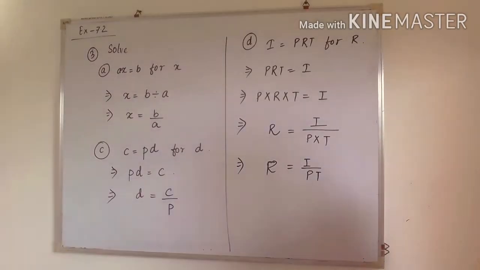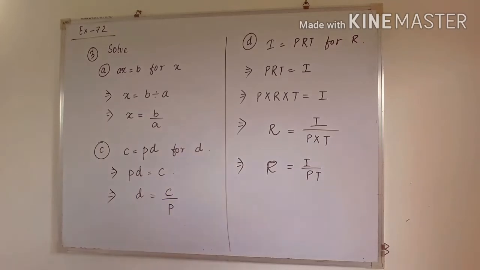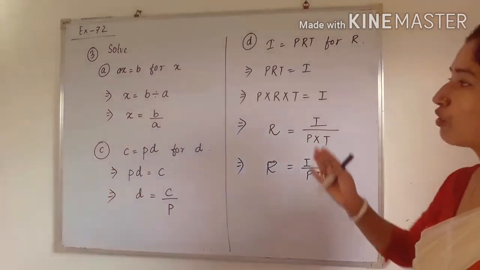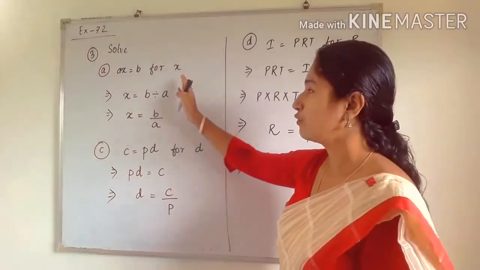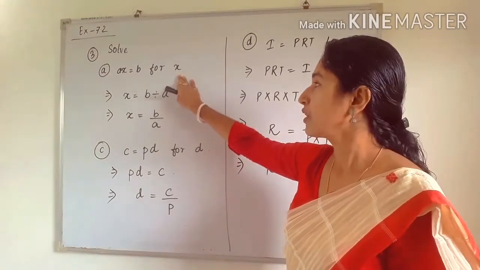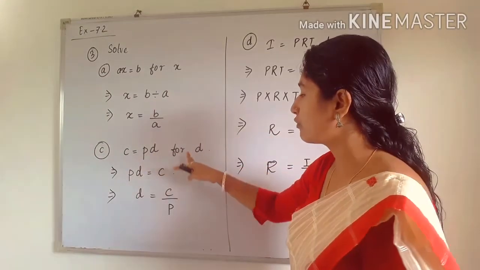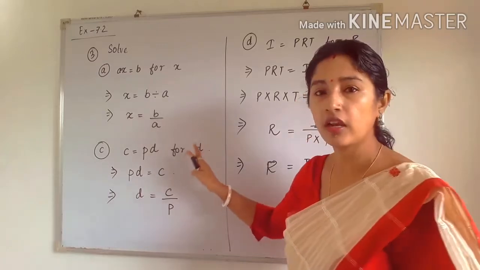So students, see the next question. Here in question number 3 we have to solve, and it is written in each of the questions which alphabet you have to solve for. Okay, so in number A we have to solve for x. That means we have to find the solution, we have to find the value of x. Similarly, in number C, we have to solve for D. That means we have to find the value of D.